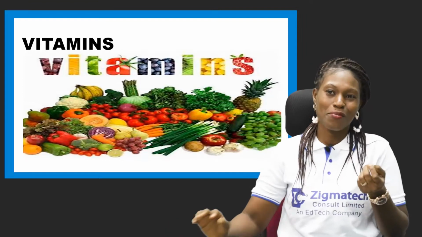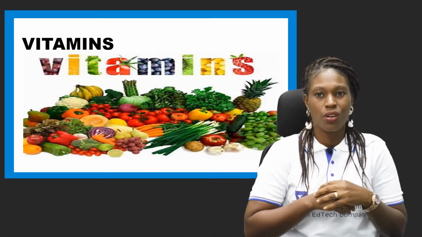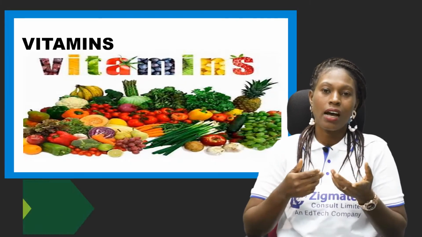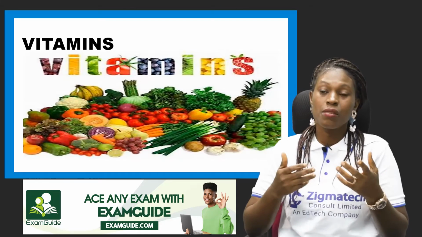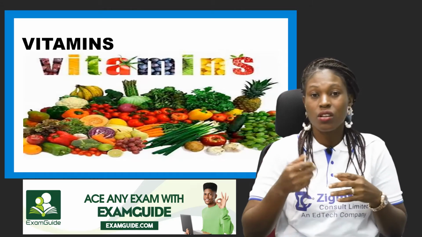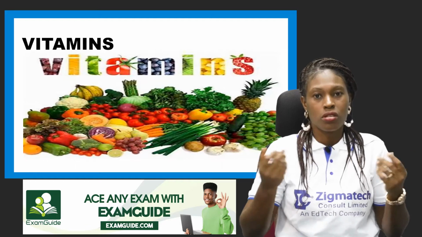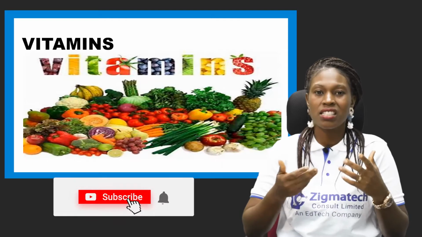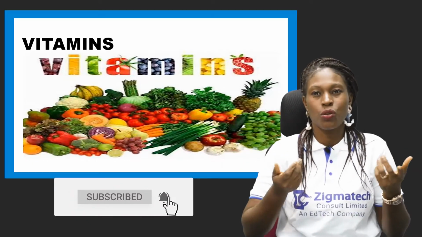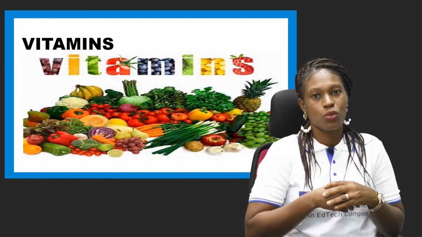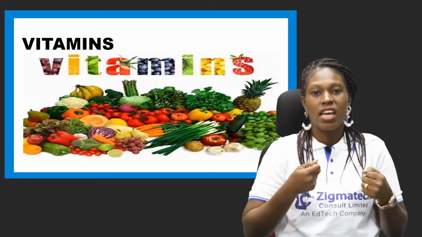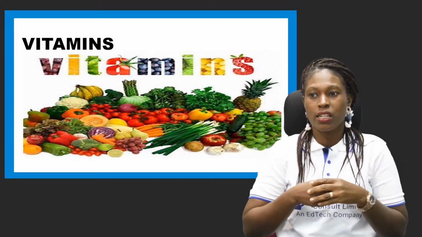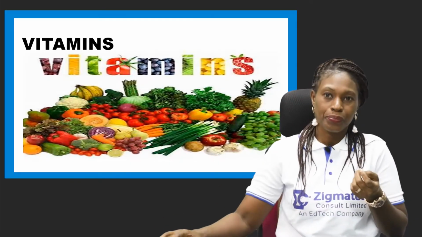Now, we also have vitamins. Vitamins are very, very important too, but they are considered micronutrients as well. You find them in fruits and veggies. That's where you find them. Vitamins help us to fight against diseases. They help build our immune system so we can fight against common flus and all of these things that can just come up and cause harm to our body.